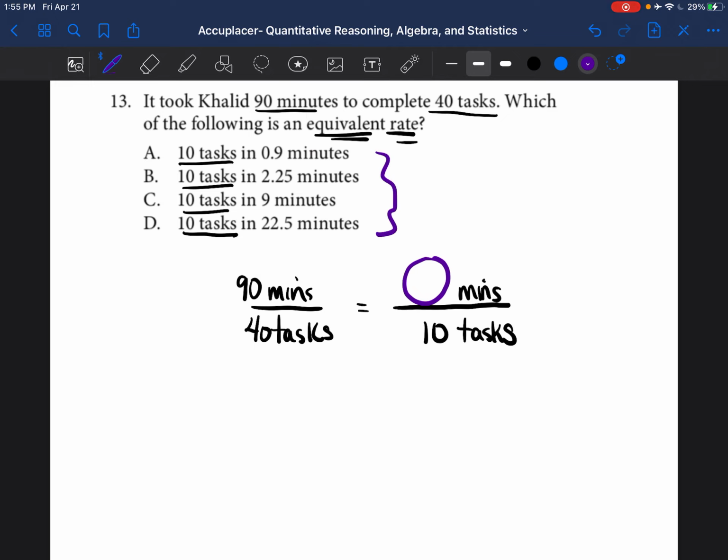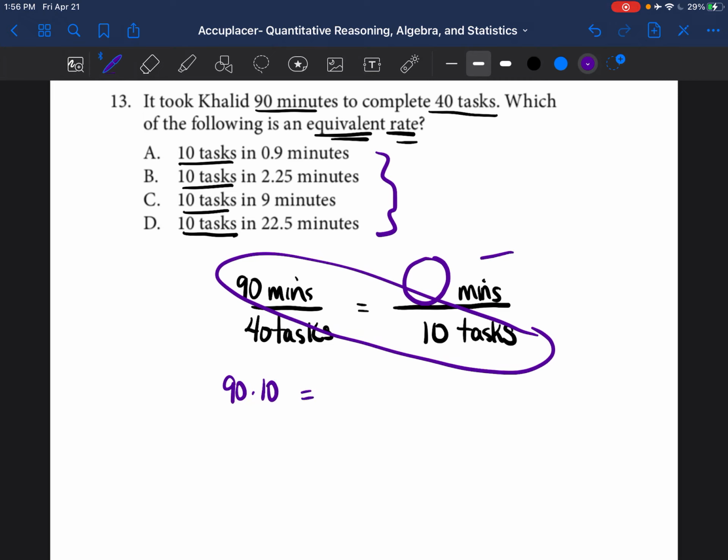So minutes are on top, tasks are on the bottom. We know we set the proportion up correctly. So let's go ahead and solve. The way we solve a proportion, yep, that's right. We're going to do 90 minutes times 10. So 90 times 10. And then we're going to continue and cross multiply 40. And we're going to put x here, which is 40x.